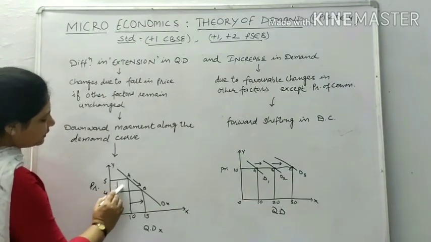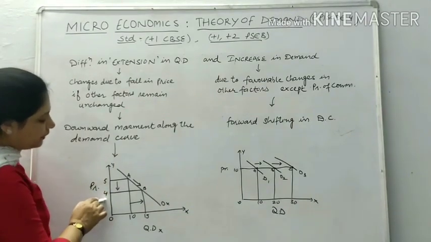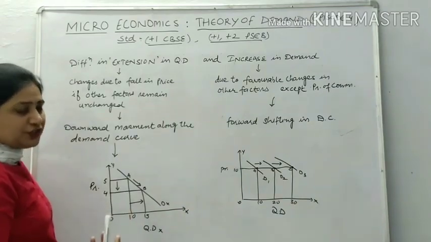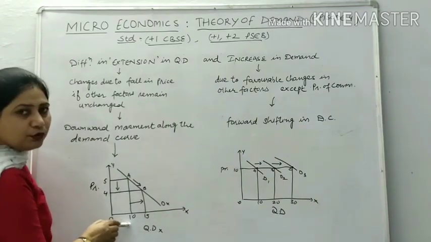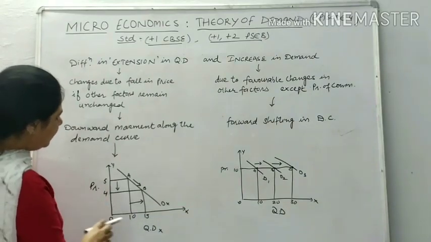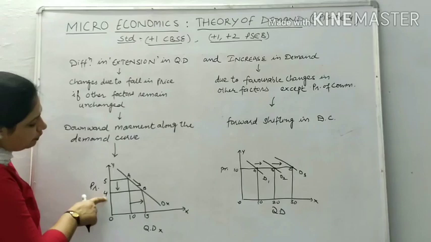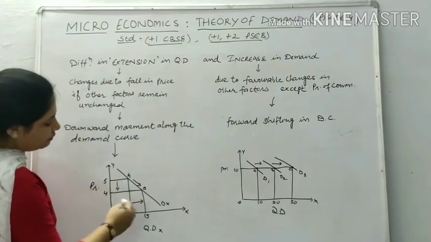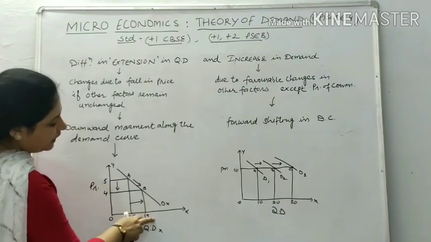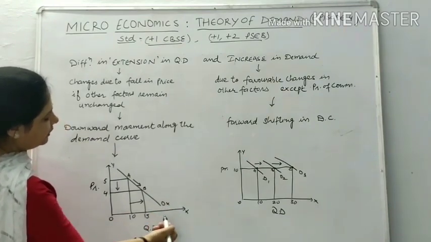But when there is a fall in price from 5 rupees per piece to 4 rupees per piece, the consumer's real income has changed. So he can purchase more quantity within his income due to the fall in price. The consumer could purchase 10 units at 5 rupees. Now he can consume 15 units.